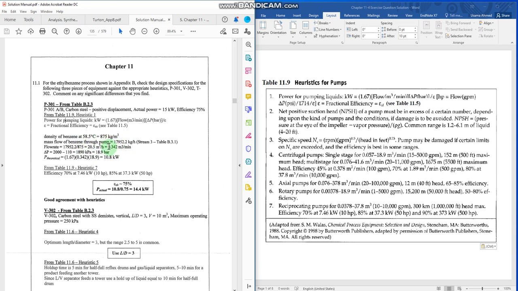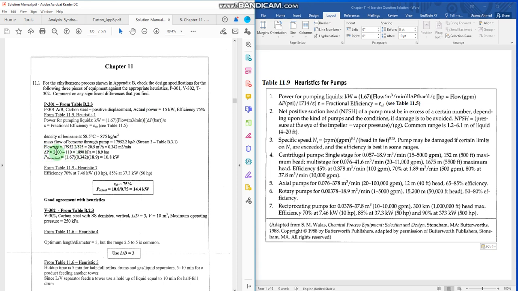So the value for the volumetric flow rate would be equal to 0.342 meter cube per minute. Now you have the information about this flow rate for this equation. The next thing you have to calculate is the value for the delta P. So you have to see what is the delta P within the pump.